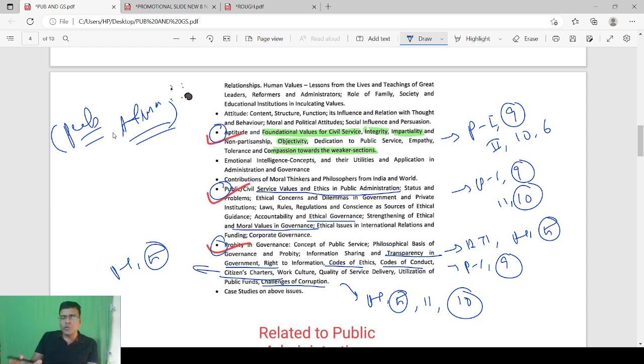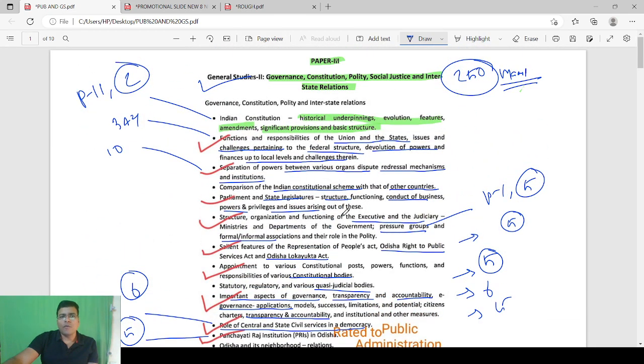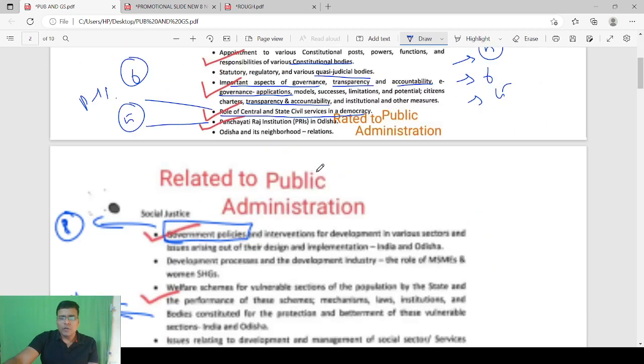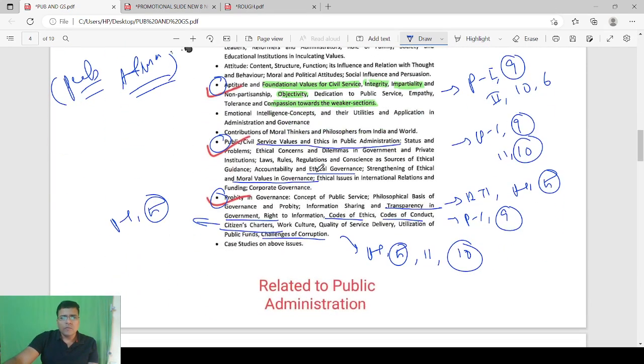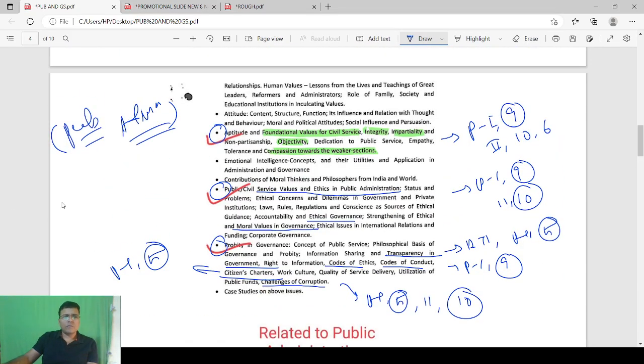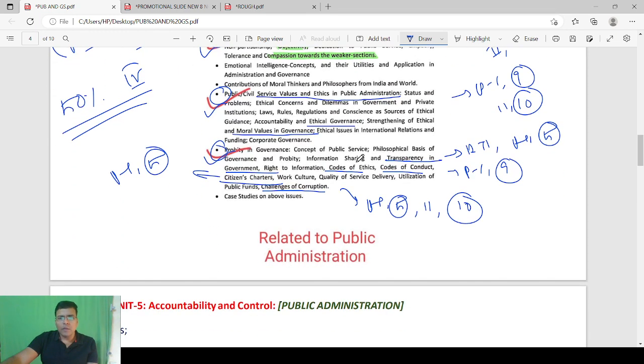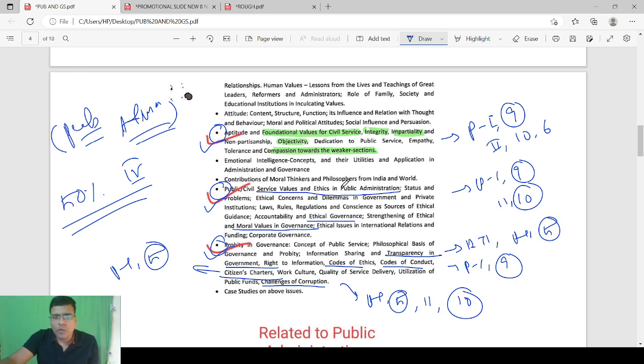So public administration optional will help you cover, I can say, 90% of general studies paper 2. I'm not saying 100%, but 90% of paper 2 will be covered. And 50% of paper 4 is covered inside public administration. So this is a benefit you will get if you take public administration optional.